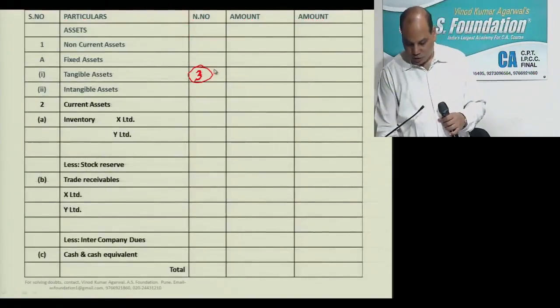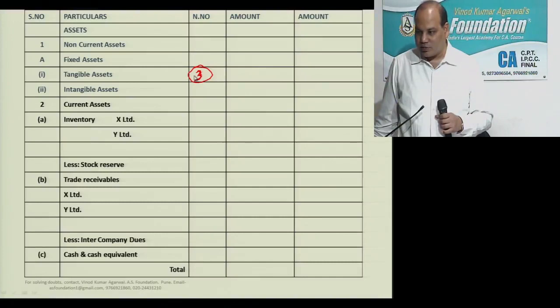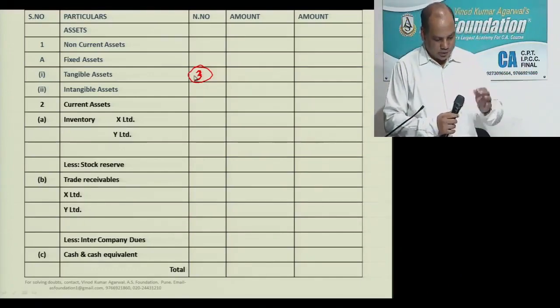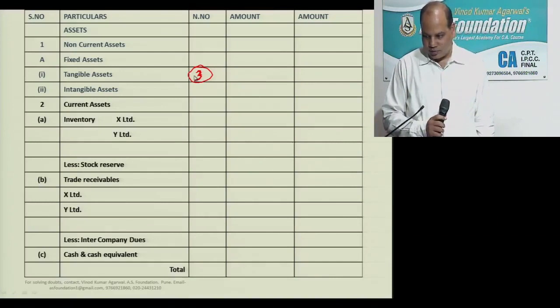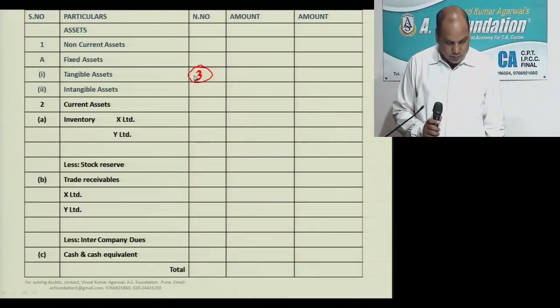But then you have to go to note number 3 which you have prepared. You have prepared 10 lines blank. Note number 3, 10 lines blank. Right-hand side, 2 columns, rupees. Write like this. Building. Next line, X Limited, first column, 1,03,000. Y Limited, first column, 30,000. Total in the outer column, 1,33,000.